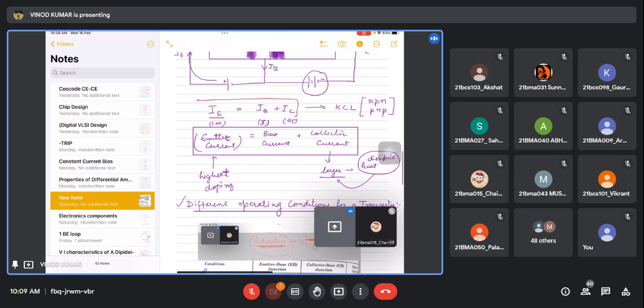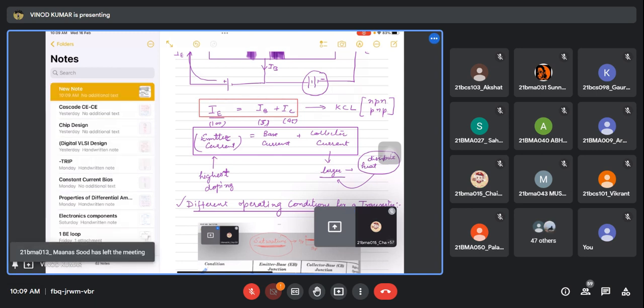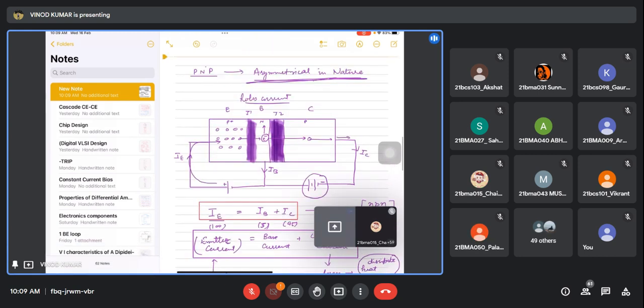So this is one of the relations which is generally being used: I is equal to IB plus IC, and these are the two junctions here. And the junction depends upon these voltages.